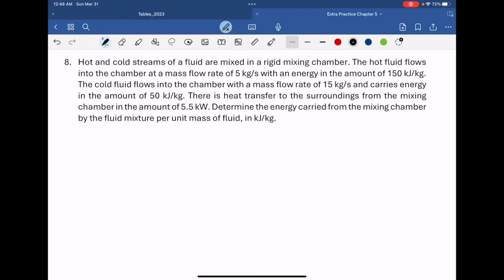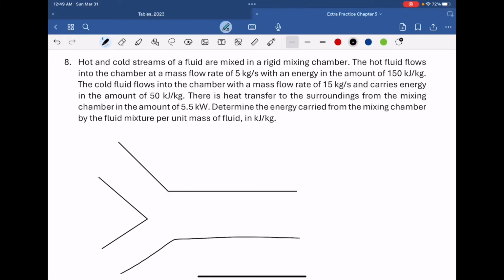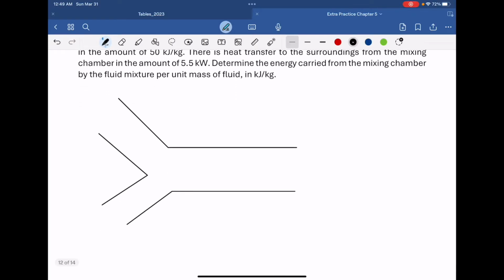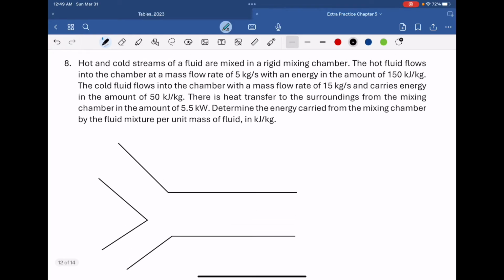Hot and cold streams of a fluid are mixed in a rigid mixing chamber. Okay, so this is a mixing chamber question. And let's start sketching it. Our mixing chamber. Okay. So a mixing chamber has two inlets, one exit, and it's a steady flow device.